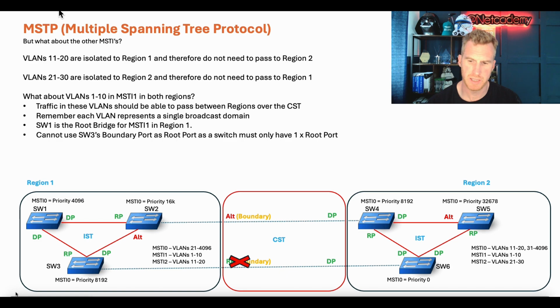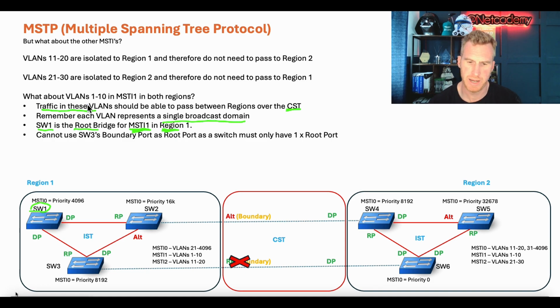And building on these points, the traffic has to be passed over the CST. I've said that a few times. Remember that each of these regions is a single broadcast domain. And switch 1 is the root bridge for MSTI 1 in region 1. So here for switch 1, you can see this is a designated port, this is a designated port, root port, designated port. So no longer is switch 3 the root bridge, because that was for MSTI 0, isn't it? We're actually talking about MSTI 1.